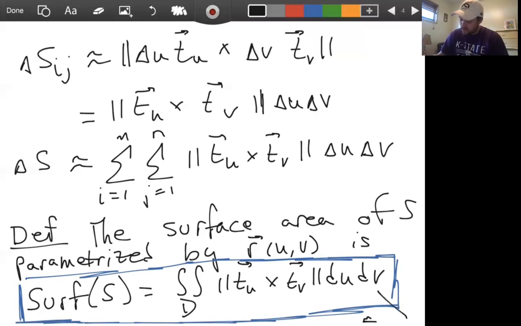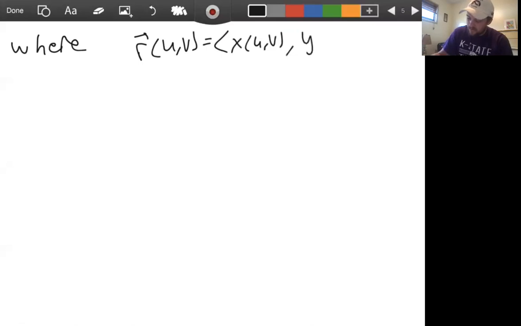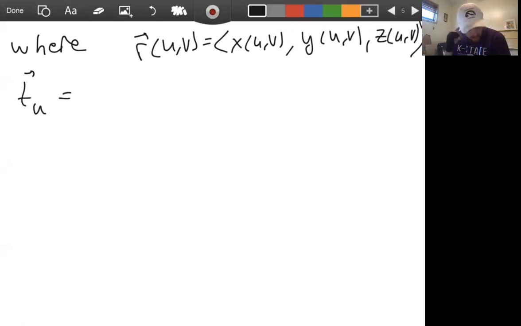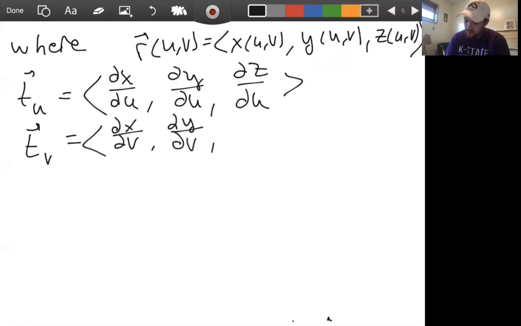Remember, if we have R of u,v equals x of u,v, y of u,v, and z of u,v, then the tangent vector in the direction where u is changing, the tangent vector in the u direction, is given by dx/du, dy/du, dz/du. And the tangent vector indicating change in v is dx/dv, dy/dv, dz/dv.